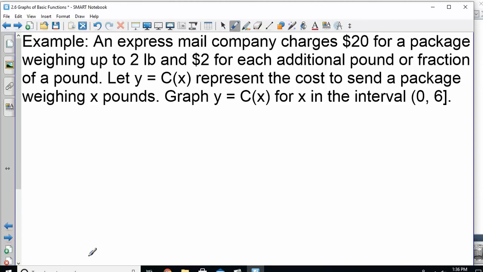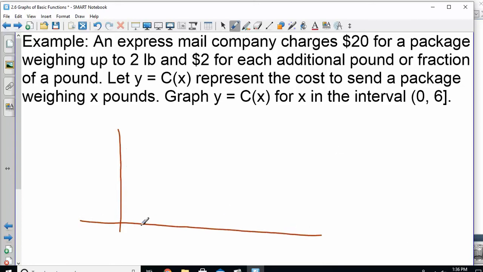An express mail company charges $20 for a package weighing up to 2 pounds and $2 for each additional pound or fraction of a pound. Let y equals c of x represent the cost to send a package weighing x pounds. Graph y equals c of x for the interval 0 to 6. So I'm not even asking you to write an equation. I just want you to draw me a graph.